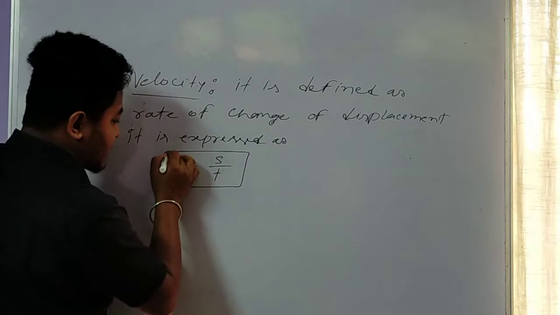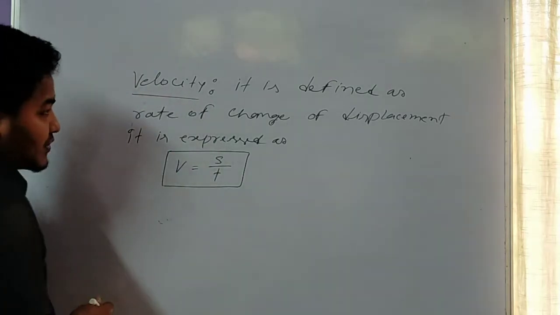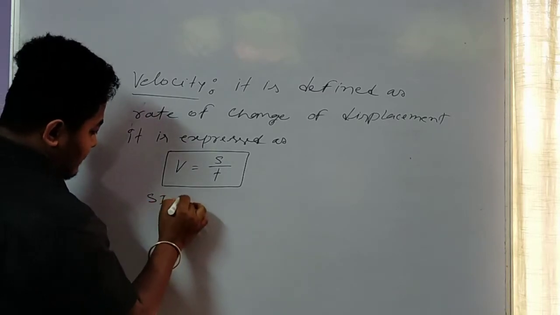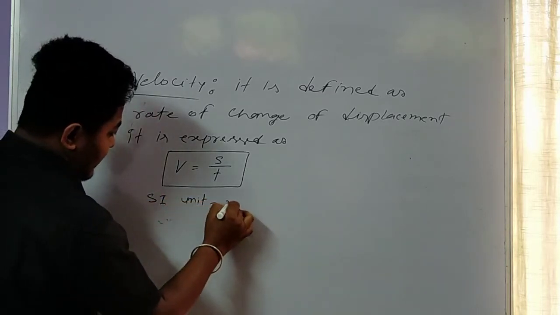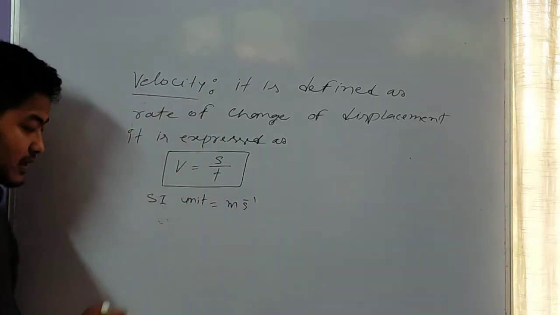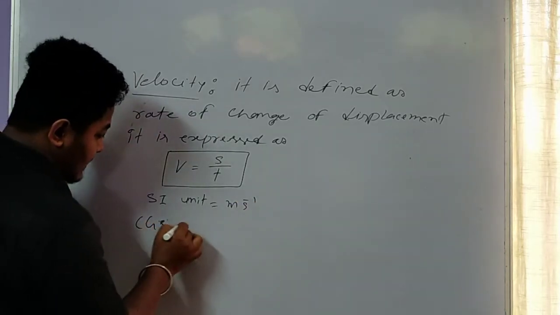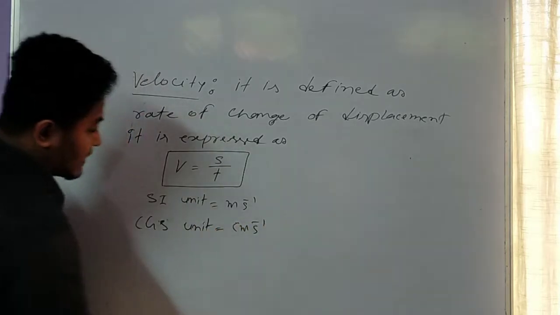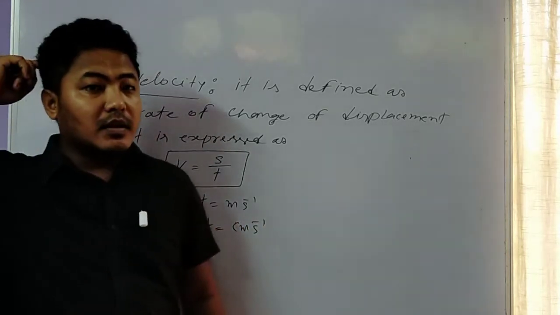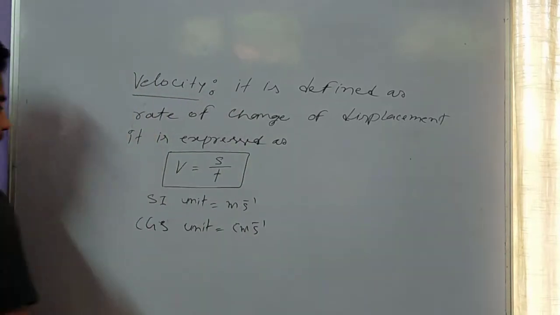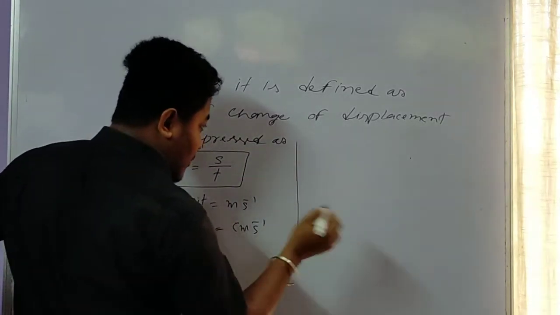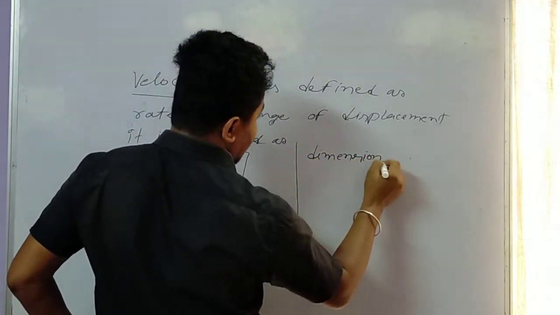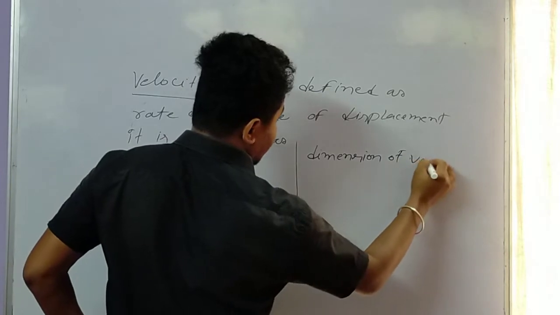So this is your velocity. Velocity is equal to displacement by time, and its SI unit is meter per second and its CGS unit is centimeter per second. This is all about velocity. And in this case you can say the dimensions of velocity will also be the same as speed. Dimension of velocity.